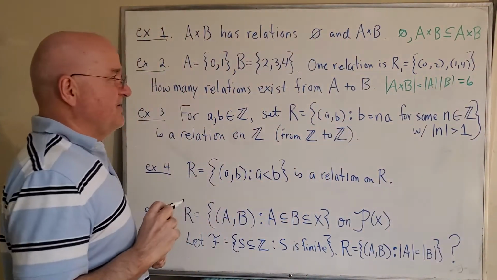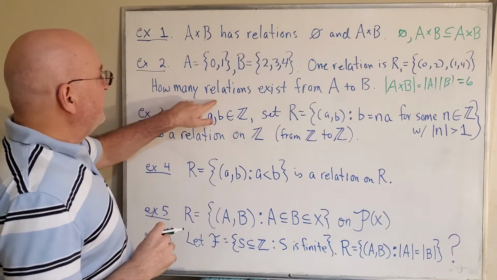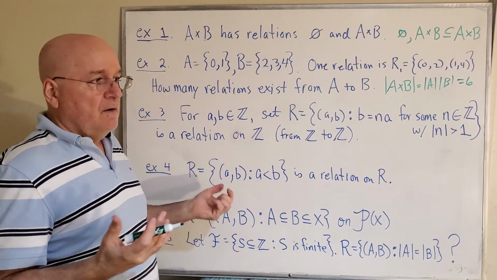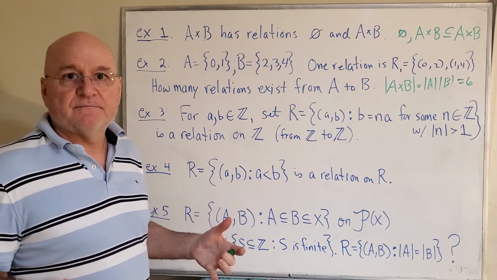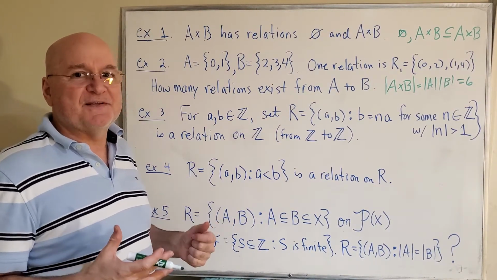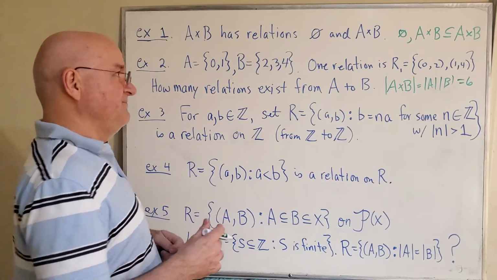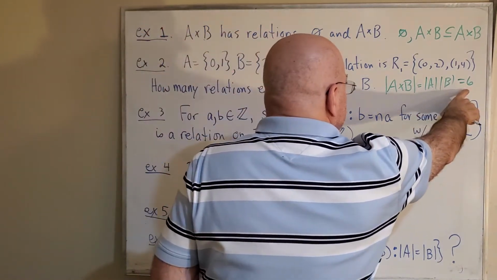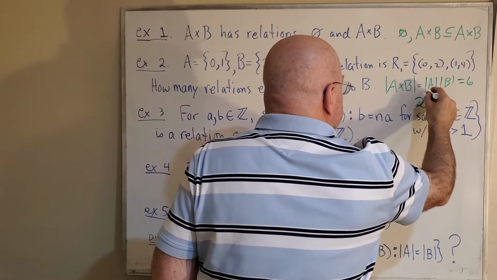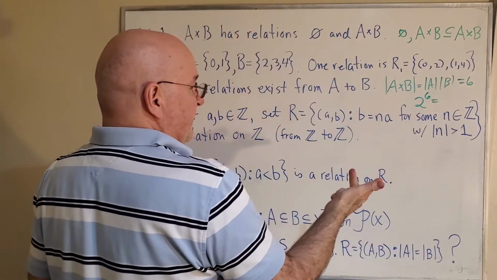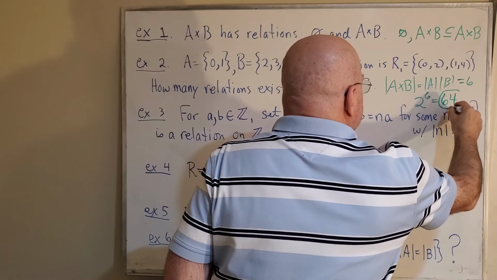That's not the answer to the question, though. That's how many elements are in A cross B. How many relations exist from A to B? Well, a relation is going to be a subset of A cross B. Do you remember how many subsets a set has? If A cross B has 6 elements, then the number of subsets of A cross B would be 2 to the 6th. 2, 4, 8, 16, 32, 64. That's the answer to the question.